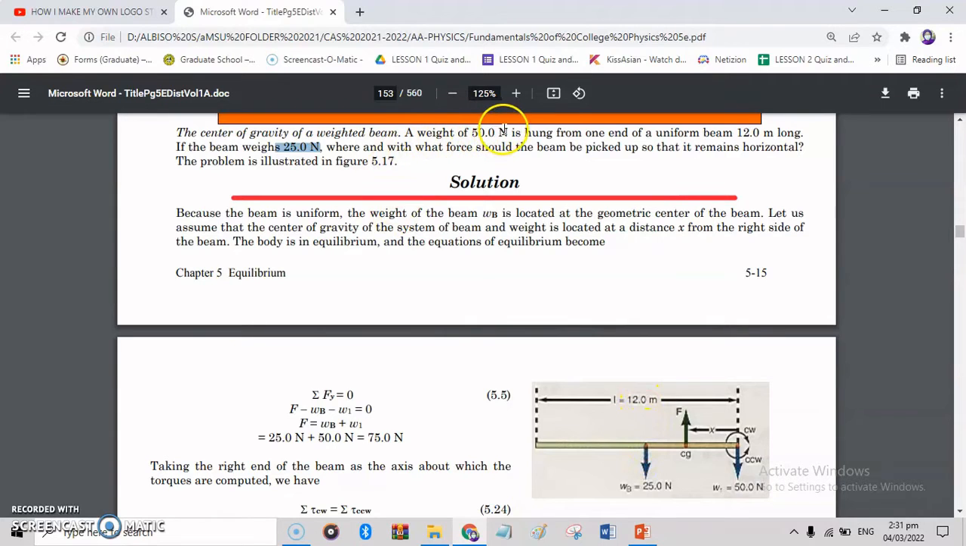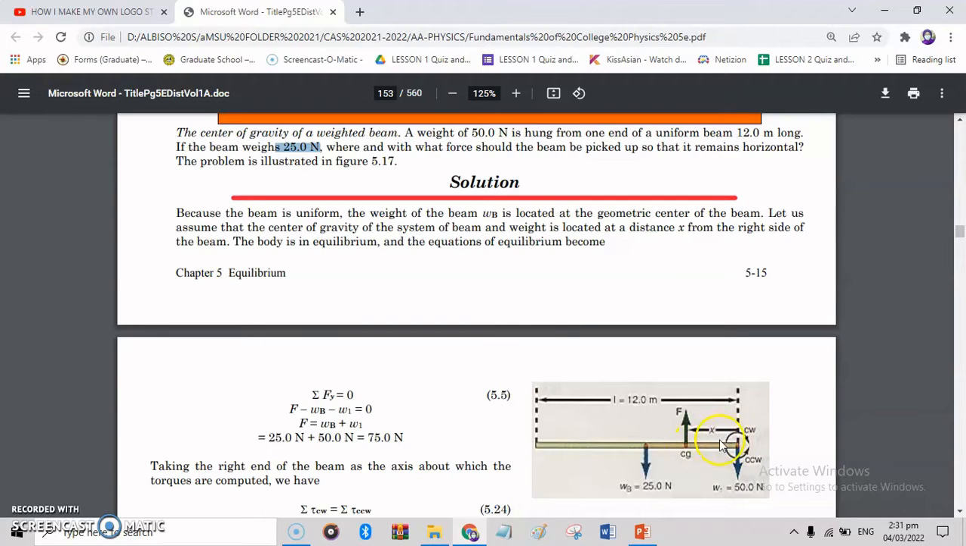There is a 15 Newton weight hung from one end of a uniform beam. You can put it here or here; the writer put it on the right hand. The weight here is 50 Newton. Now, the question is where and with what force should the beam be picked up? If you were to carry the beam, where would you hold it so that it remains horizontal, meaning it won't rotate or move?